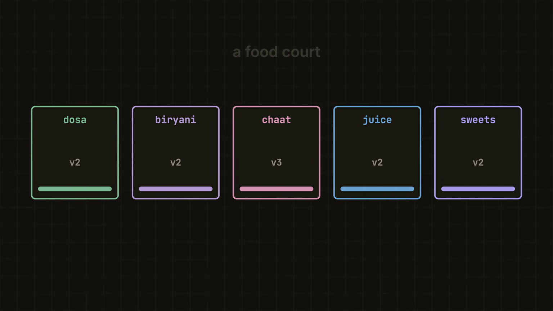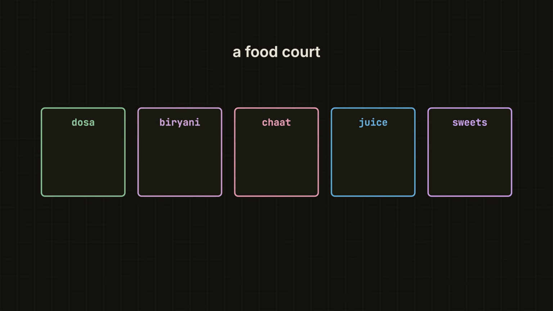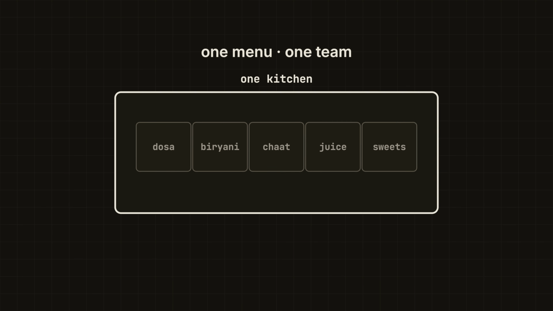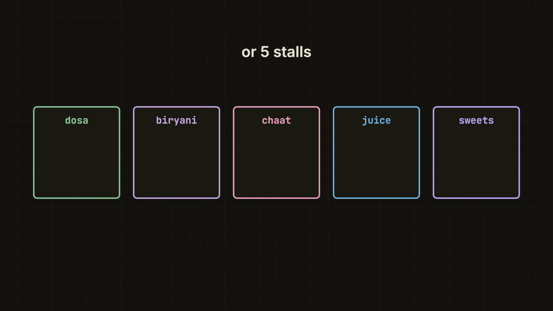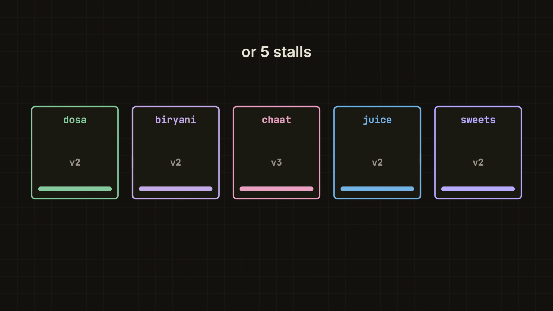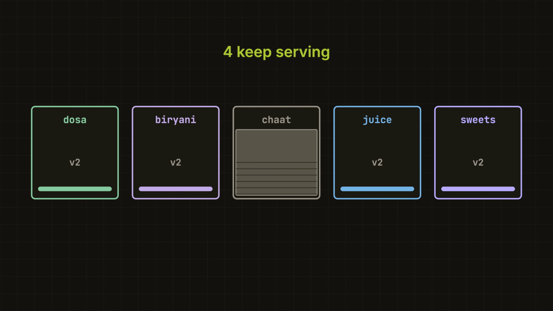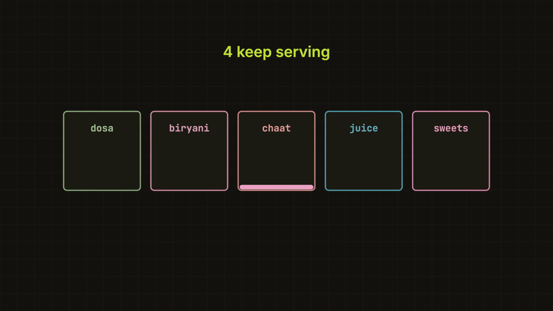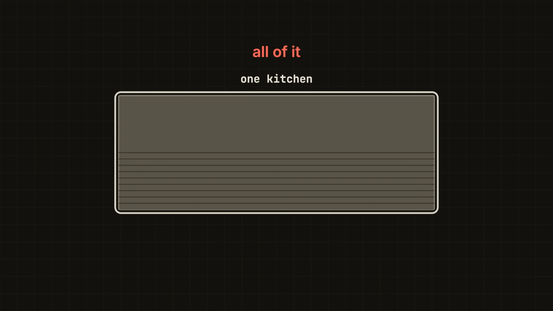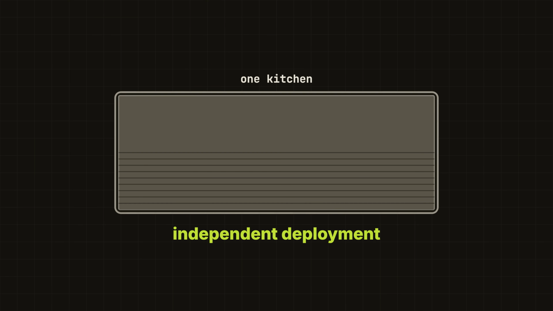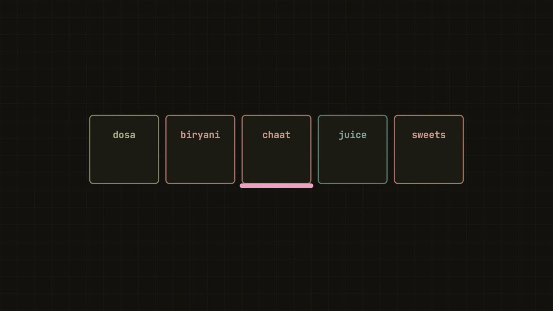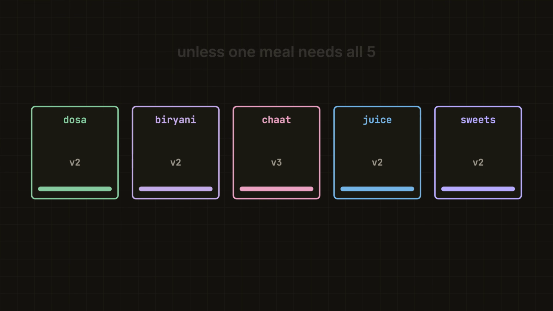And think about a food court. One option is a single big kitchen, one menu, one team, everything cooked in the same place. And the other option is five different stalls, each one with its own kitchen and its own shutter. Now, what actually separates the two? If one stall shuts for cleaning, the other four keep serving. But if the single kitchen shuts, everybody goes home. And that is independent deployment. And hold on to this: the stalls are only really independent if one customer's meal does not need every stall to respond.